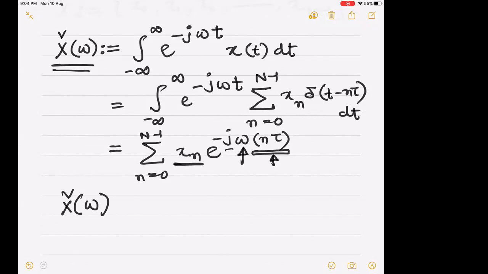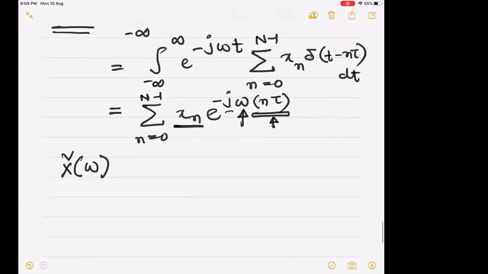You're getting my point, no? What I'm trying to say is that for this X check of omega, is it possible for me to know it for all omega by knowing it only at finitely many omega values? And in fact, it is true.